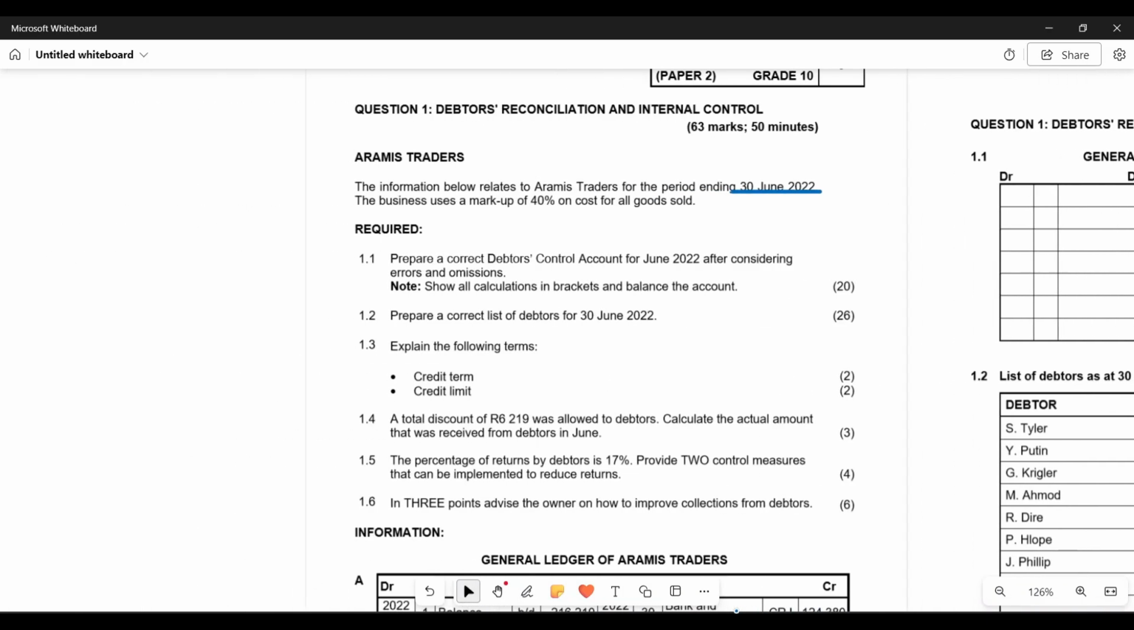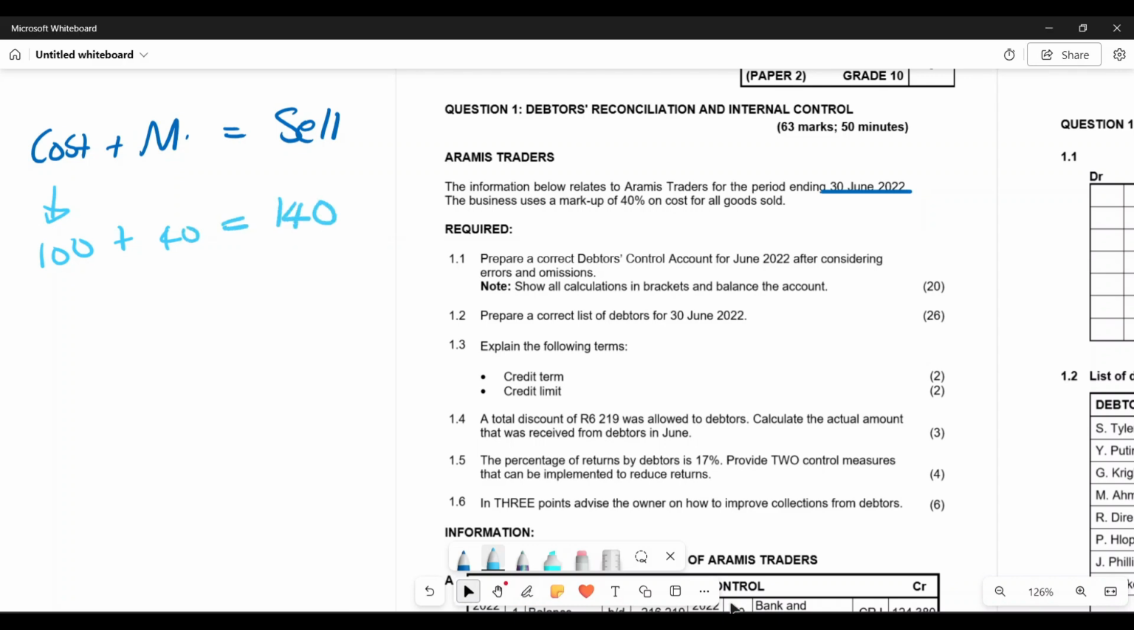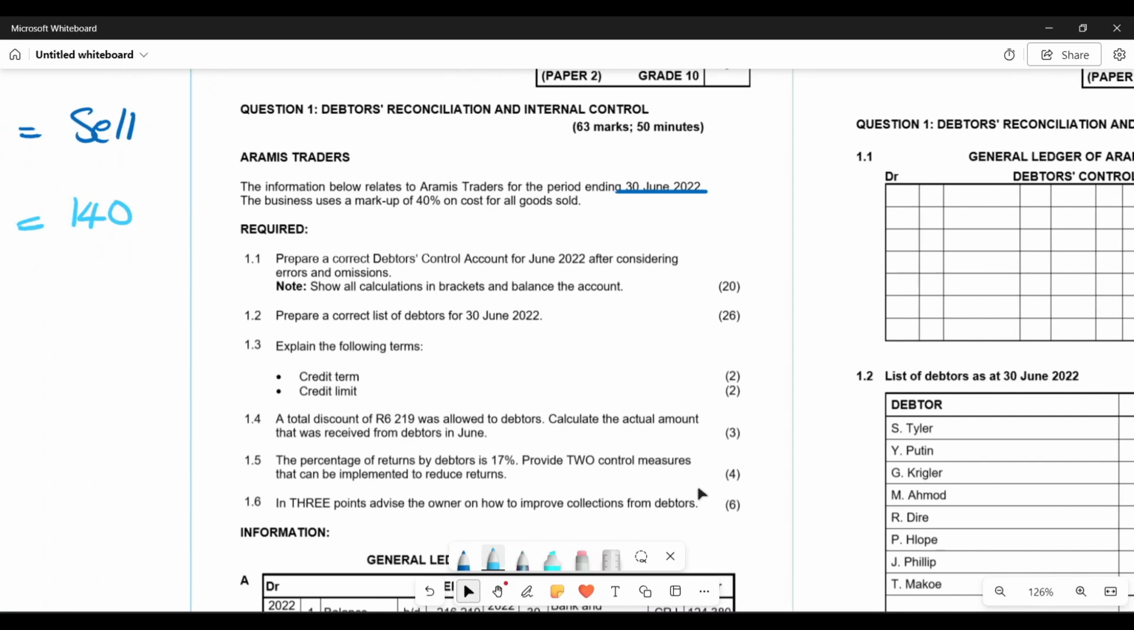Now, whenever I'm given a markup, I like to write down this formula: my cost plus my markup equals my selling price. As a result, my cost is always 100%. My markup in this instance is 40%, meaning that my selling price will be equal to 140. This is a formula that I use whenever I'm given a markup.